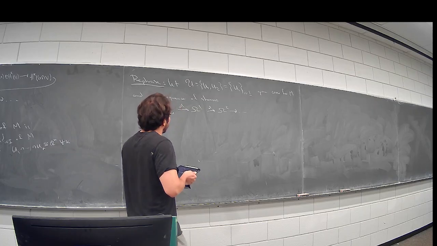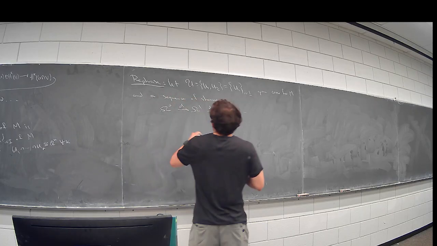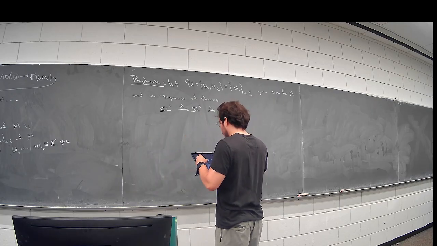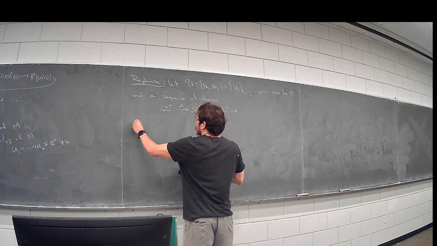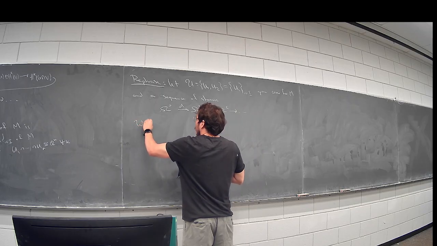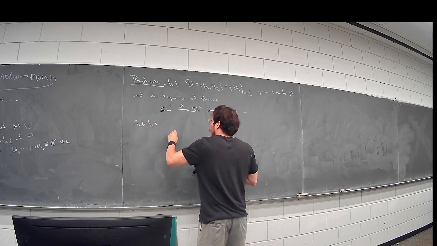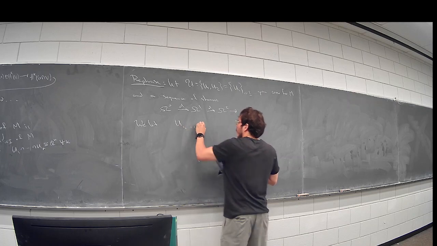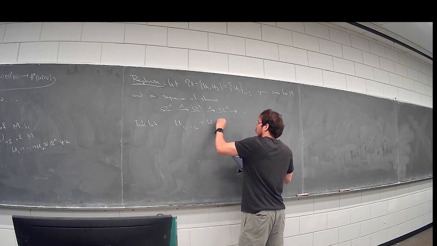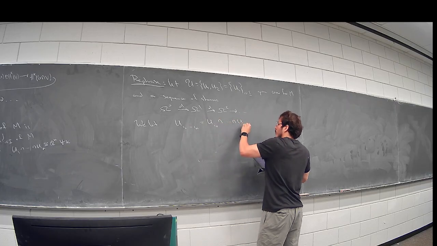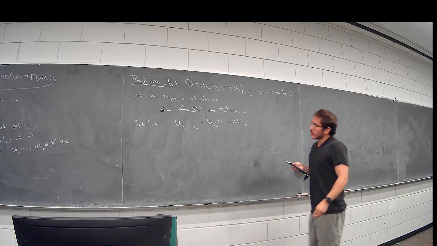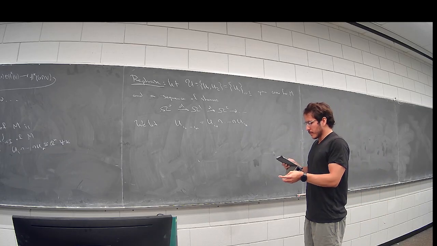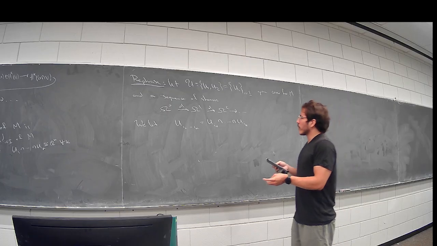Okay, now from this open cover I can define intersections. So for notation we let U_{i_0 ... i_k} be the k-fold intersection U_{i_0} intersect U_{i_1} up to U_{i_k}. This is my notation. And okay, so we have this.